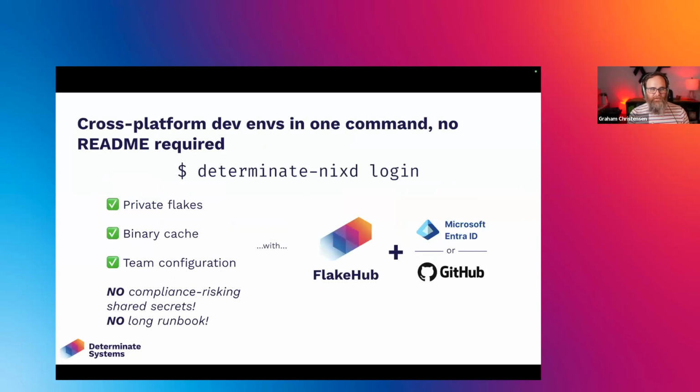You get access to all of your team's private flakes, binary cache, configuration. You don't have to copy paste secrets. You don't have to risk compliance or deal with rotation or anything like that. And you don't have to have a miles long Confluence runbook or Notion doc about how to install Nix for your special snowflake version of how you do it. Determinate Nix works really great out of the box. You log into FlakeHub and it works even better.